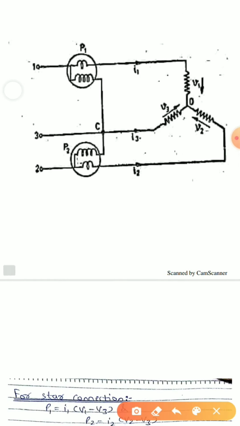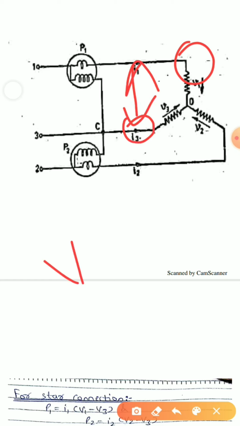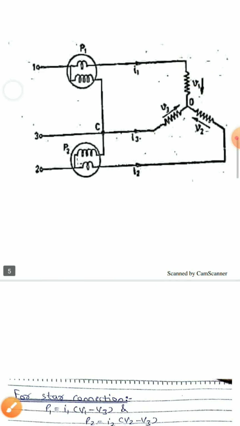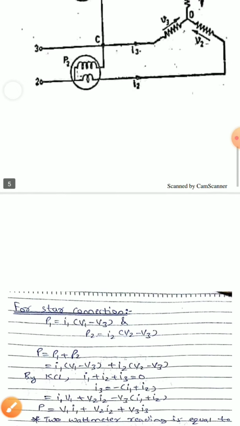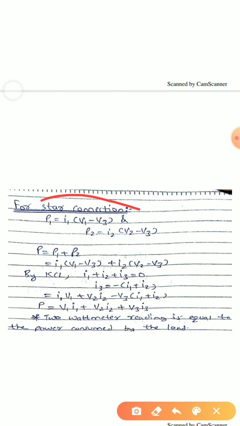Why I1? Because the first wattmeter is connected between V1 and V3. So the potential drop here will be V1 minus V3. This second wattmeter is connected between 2 and 3. Therefore the potential drop will be V2 minus V3. So here we can see that P1 is nothing but I1.